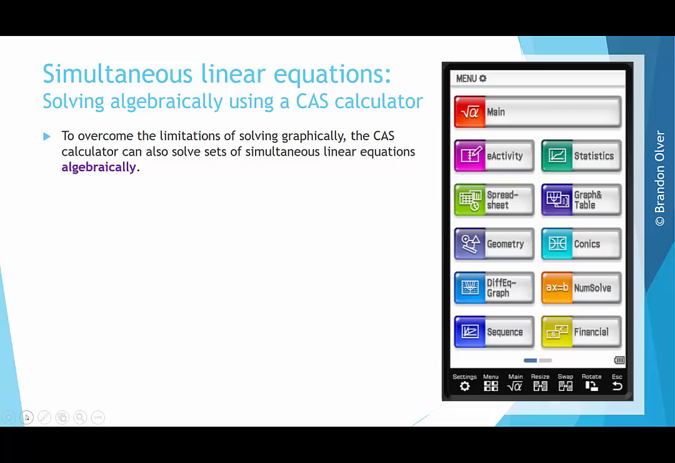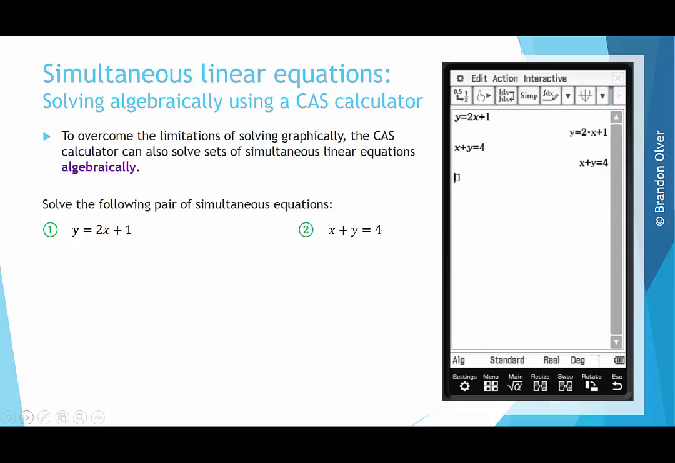To overcome the limitations of solving graphically, the CAS calculator can also be used to solve sets of simultaneous linear equations algebraically. Once again, we're going to solve the same pair of simultaneous equations, y equals 2x plus 1 and x plus y equals 4, and we'll see how this is done on the CAS calculator. To solve algebraically on a CAS calculator, we will once again go into the main menu. And here we have our two equations already, so I don't need to type them again.